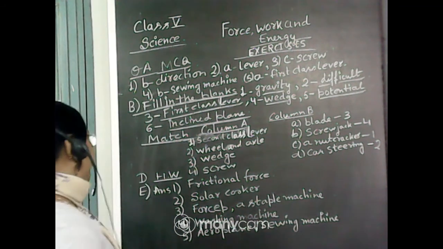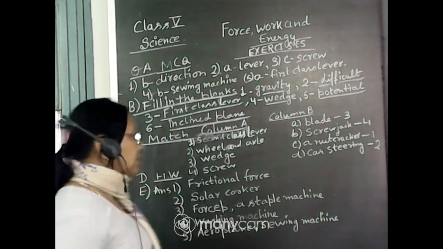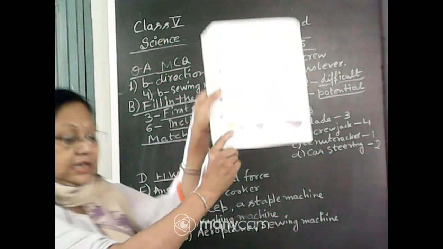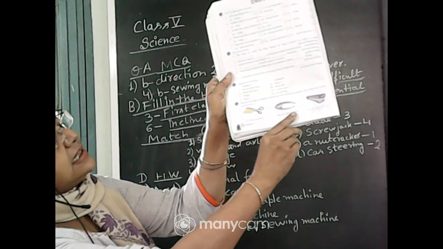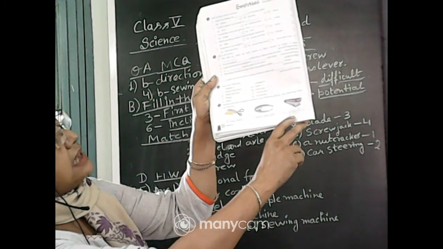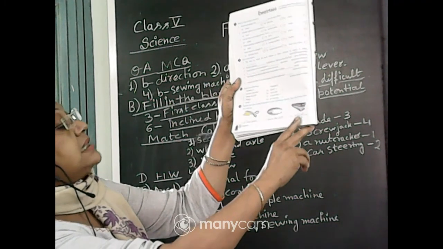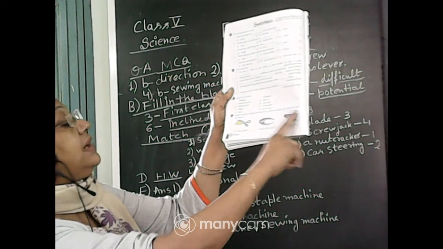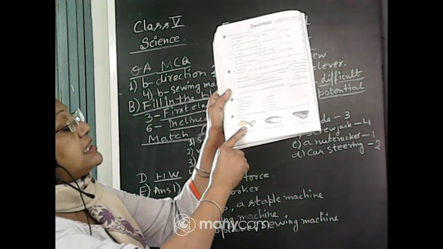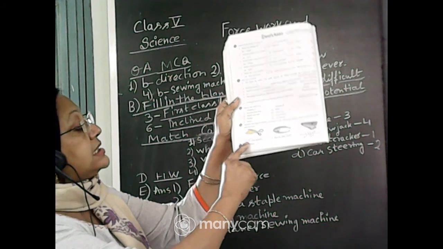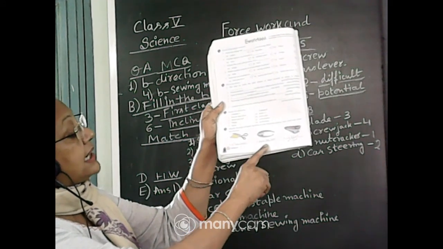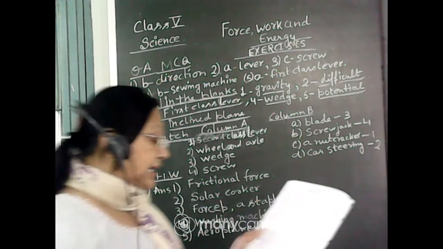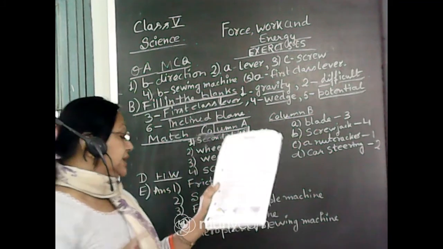Now we will answer D. The examples are given here. We know this is the picture of a scissor, this is the nutcracker, and this one is a stapler. So we also have load, effort and fulcrum. Always the fixed point is the fulcrum. This is the first class lever, this is the second class lever, and here it is the third class lever. So we will just label the load, effort and fulcrum.